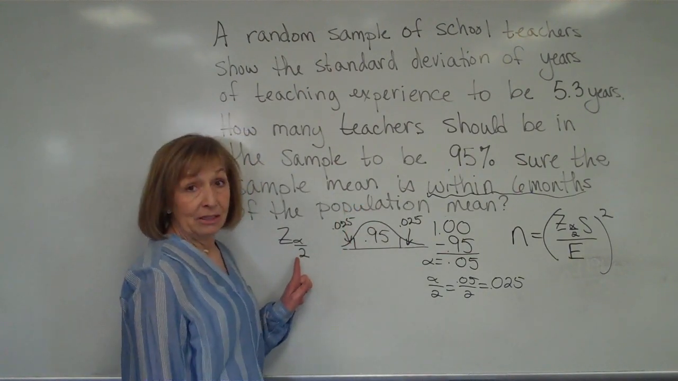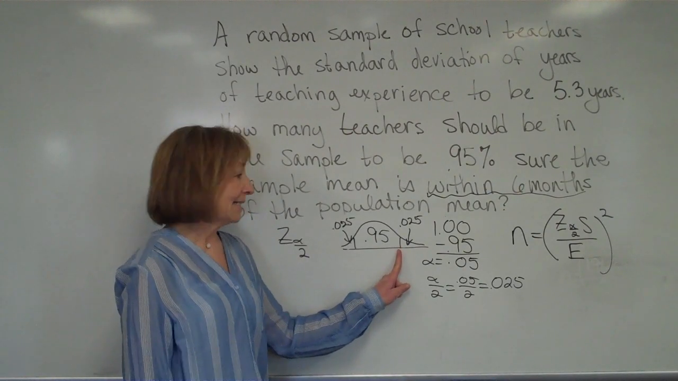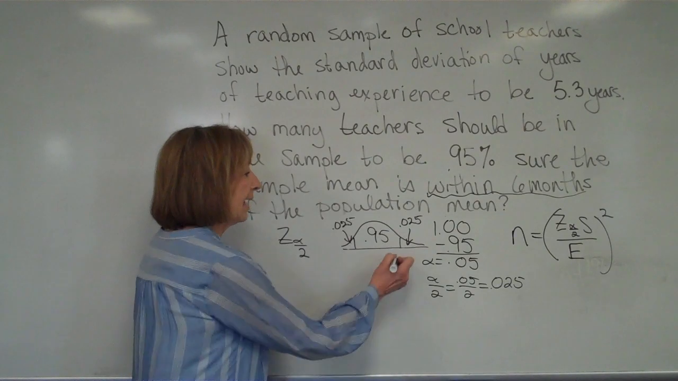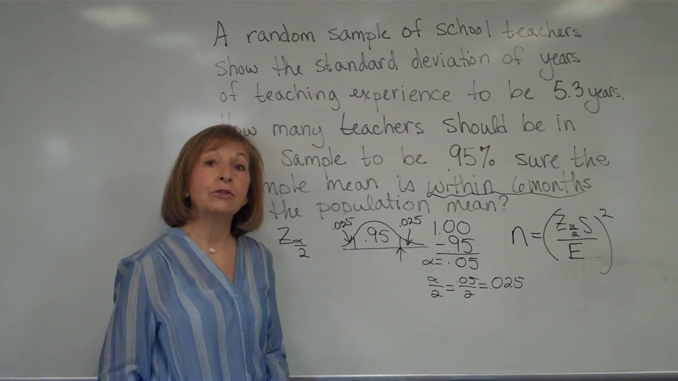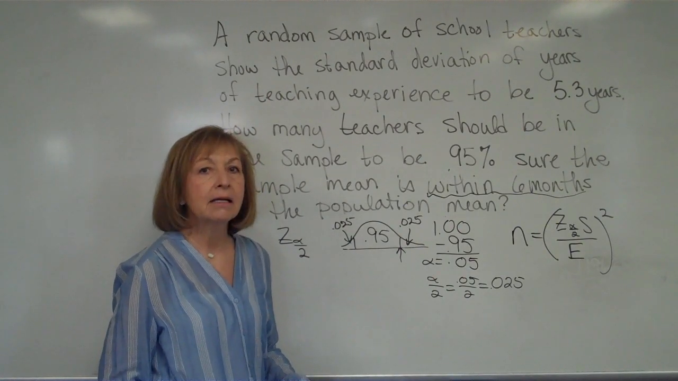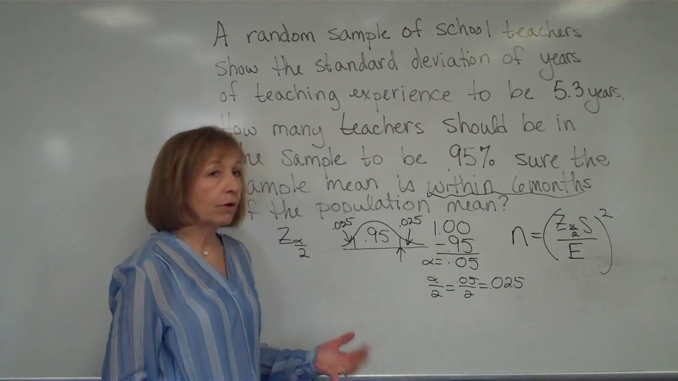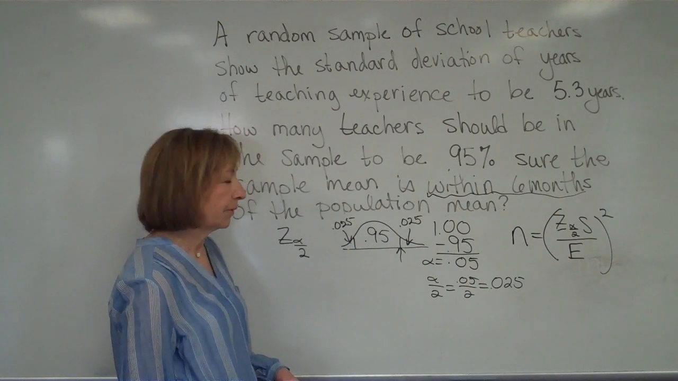Now I want the z sub alpha over 2. So I want the z-score for which that is the area that we would have. And remember, when you have the area and you want the z-score, that's when you use the inverse norm on a TI-83 or TI-84 calculator, or you can look up the table using that information backwards on a table.